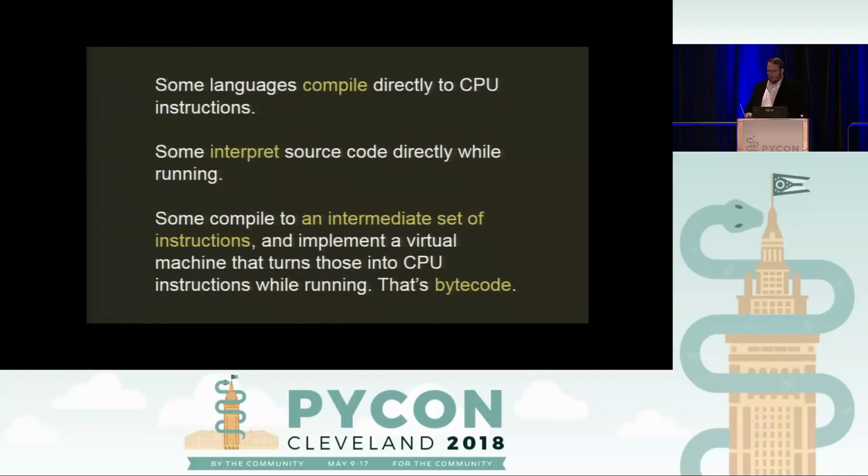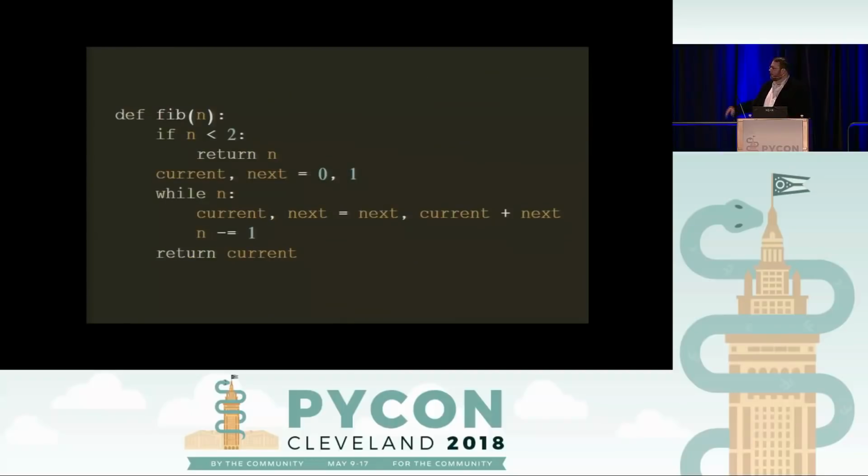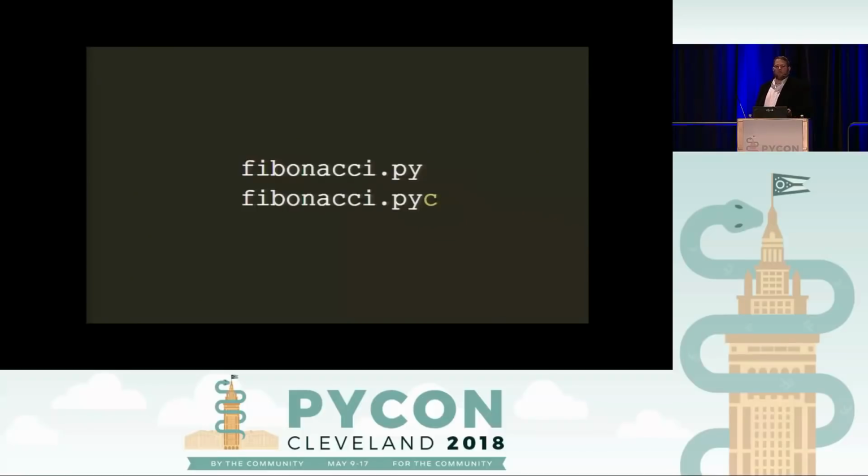So let's take a look at how this works. We're going to look at a Python function. This calculates Fibonacci numbers, so it should be pretty easy to understand. We've got a little if we're less than 2, return, otherwise, loop, figuring out what the next Fibonacci number is, eventually return it. How will Python actually execute this function? Well, has anybody ever seen a file with an extension .pyc? Especially if you use Python 2. Python 2 used to drop these directly next to your source code in the same directory.